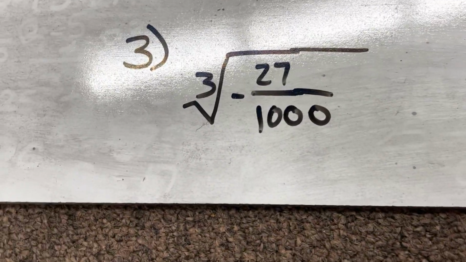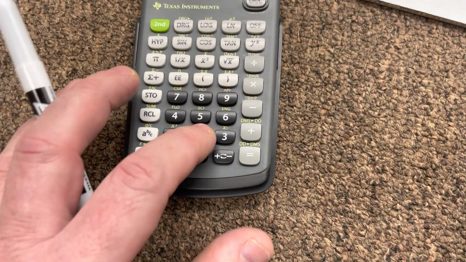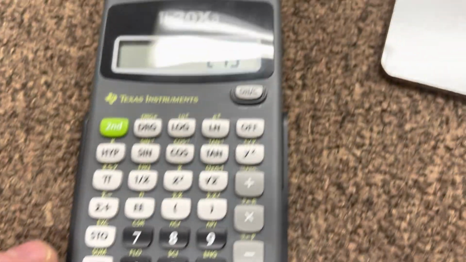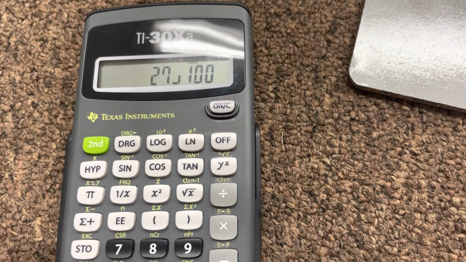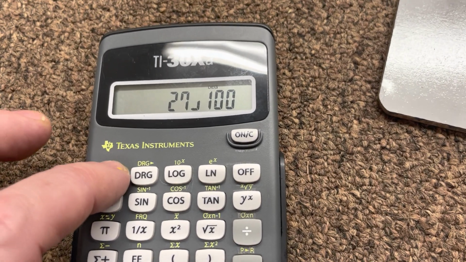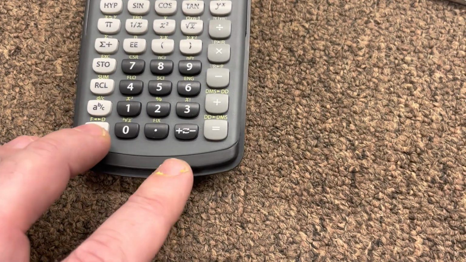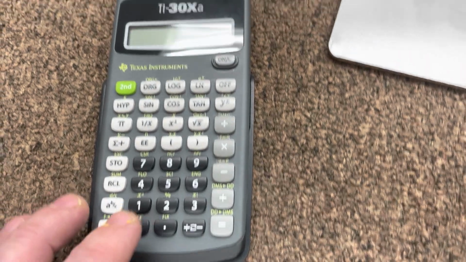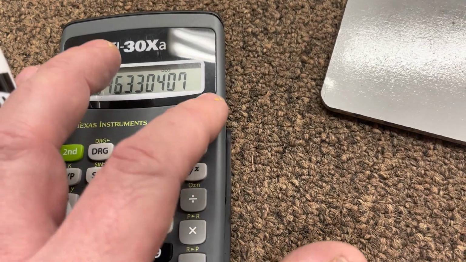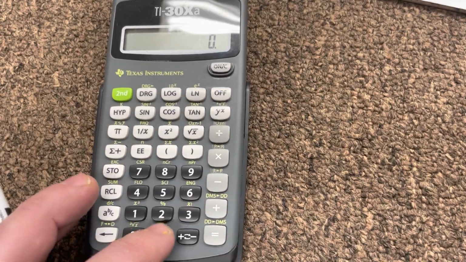All right, let's look at our third example, negative 27 over 100. So we're going to enter 27, then the fraction, then 100, then second function, then cube root. Right there, it gives us some weird decimal number. All right, let's try this. Let's just enter them individually. I think that's going to work better.